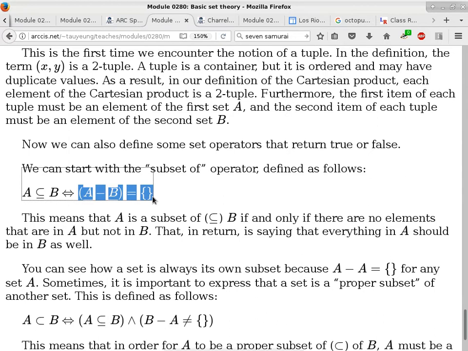Does that say A equals B, or A contained in B? All it says is A is a subset of B. A is a subset of B if and only if you cannot find anything that is in A but not in B, which is also the same thing as saying everything in A is in B.